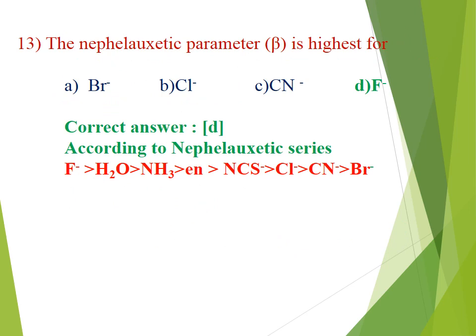Question number 13. The nephelauxetic parameter beta is the highest value for. Here the correct answer is D, that is option D, F minus. According to the nephelauxetic series, F minus has the highest beta value and Br minus has the lowest beta value.